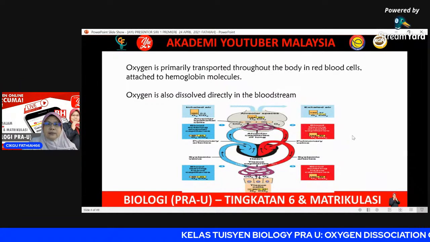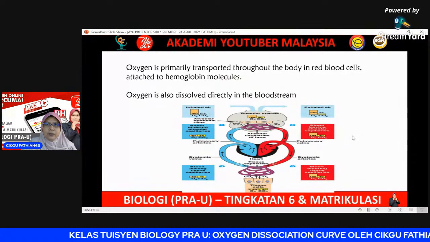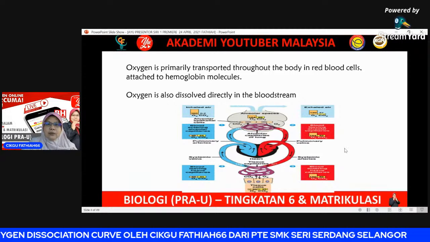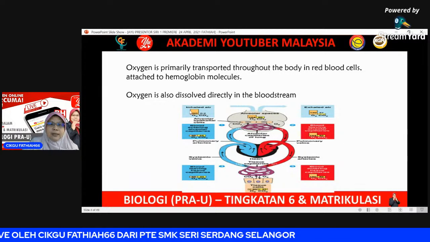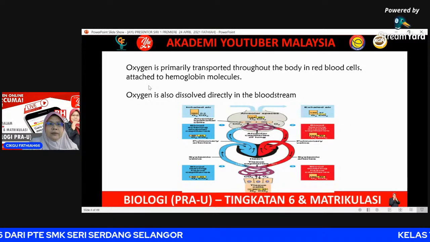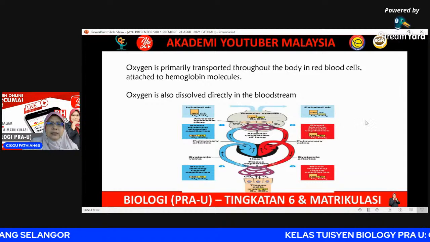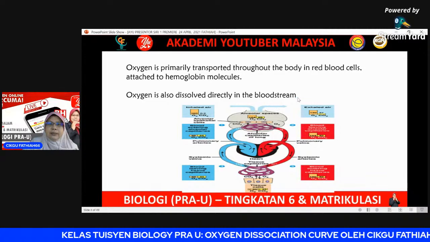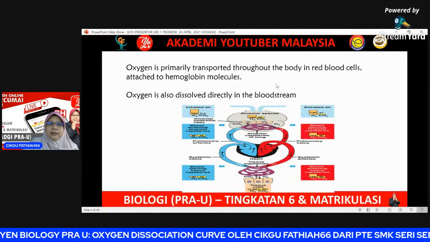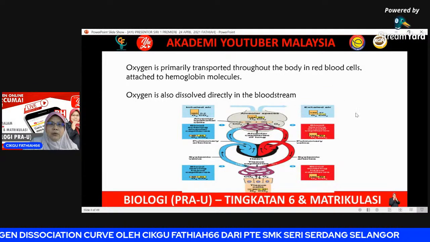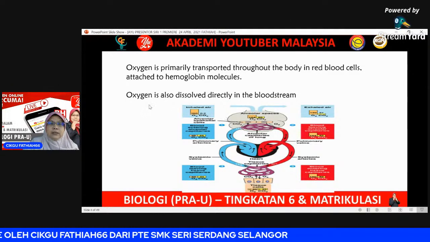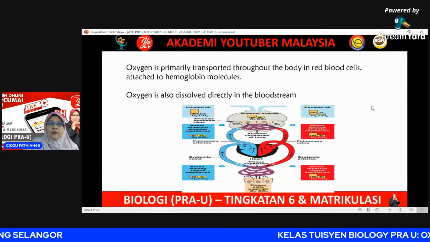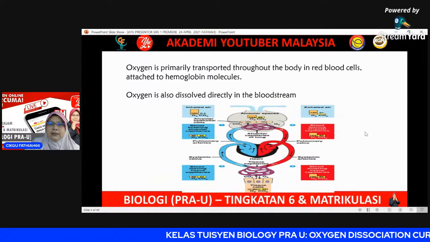Actually, the term comes from the words oxygen dissociation and curve. So let us revise your knowledge, students. In our body, oxygen is transported throughout the body in the red blood cells. The element that carries oxygen in our body is the hemoglobin molecule. Besides being transported in the red blood cell by hemoglobin, oxygen also dissolves directly in the blood stream.